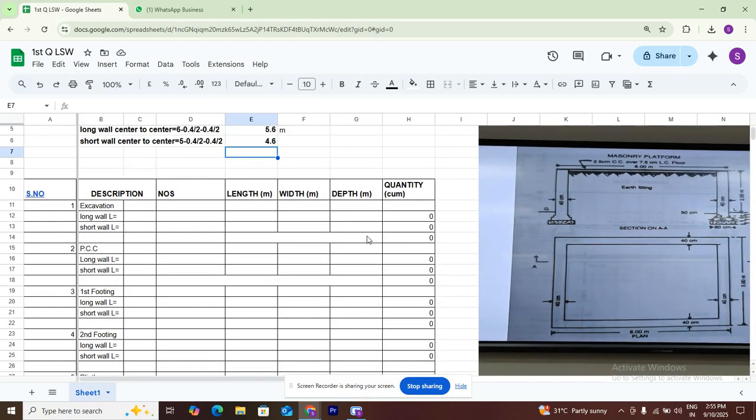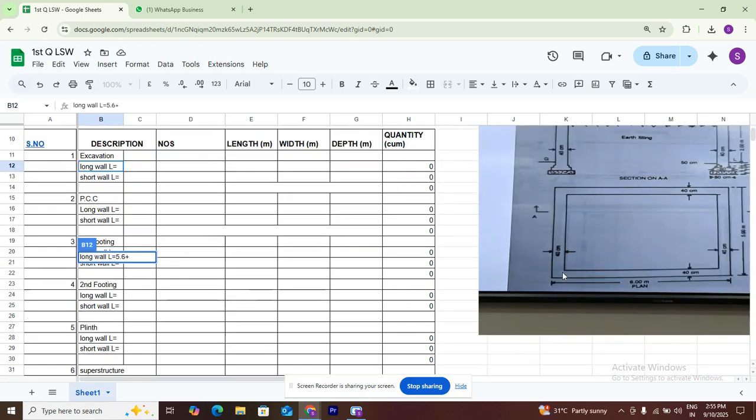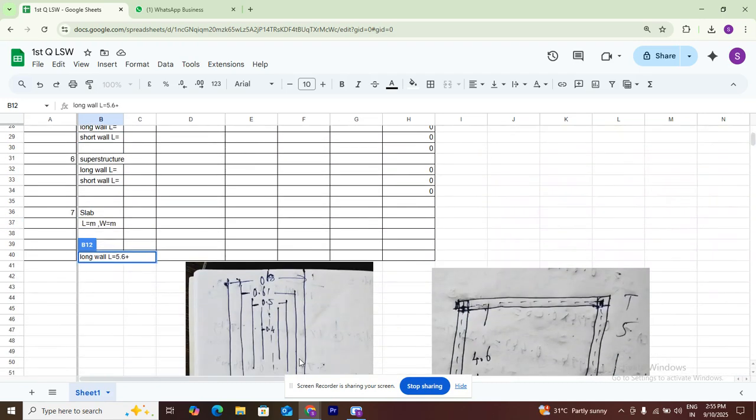Next we go to the calculation of the long wall. While calculating the excavation of the long wall, 5.6 plus, why do we need to add this? We are adding 0.4 on this side, 0.4 on this side, and 0.4 on this side, because that part is missing and was excluded overall. That's why we add 0.4 on either side, so I am adding 0.8 directly.